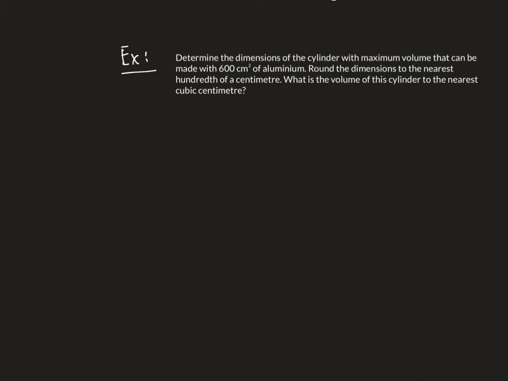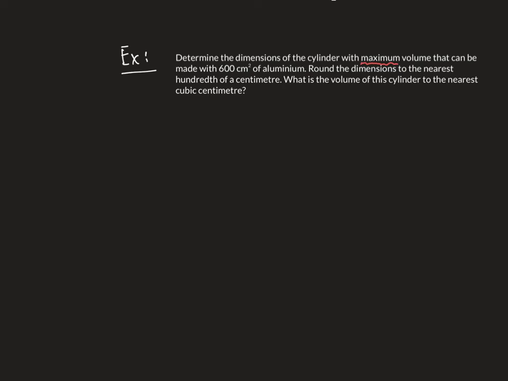Okay, and finally here it's saying to determine the dimensions of the cylinder with maximum volume that can be made with 600 centimeters squared of aluminum. The second I see squared here, I know that this 600 is my surface area. Okay. Round the dimensions to the nearest hundredth of a centimeter, and then they're asking us after you do that, what is the volume of the cylinder to the nearest cubic centimeter. All right. So let's figure the first one out first.